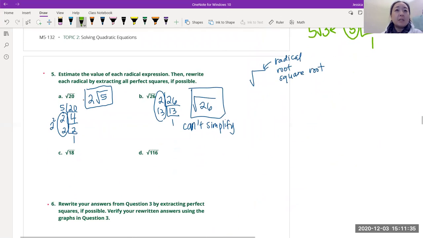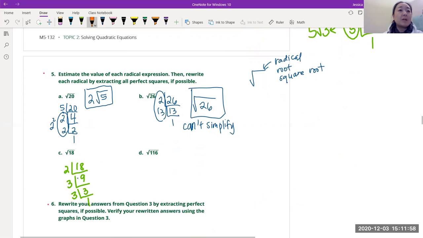All right, so we did a couple of these right here. I'm going to do C and D. So we're going to take 18 and we're going to do our upside down division. So 2 goes into 18 9 times. And what goes into 9? 3. 3 goes into 9 3 times. And what goes into 3? 3. So that's just left with 1.